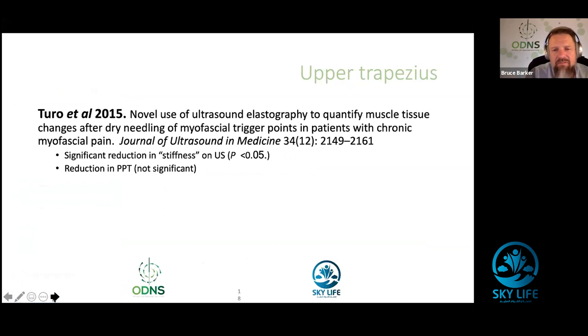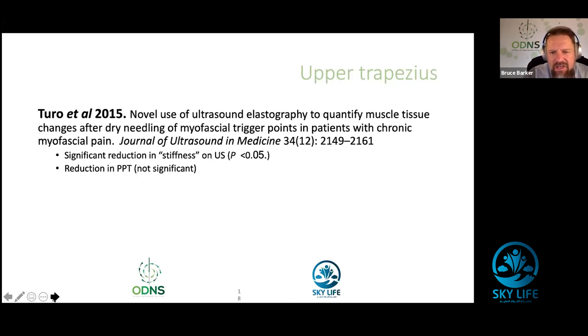Moving just a little bit away from the neck, the upper trapezius, like I say, lots of research gets done on the upper trapezius because it's such a problem muscle. Turo, 2015, looked at using ultrasound elastography to try and quantify the effect that dry needling has on the upper trapezius muscle. And of course, they found a significant improvement.